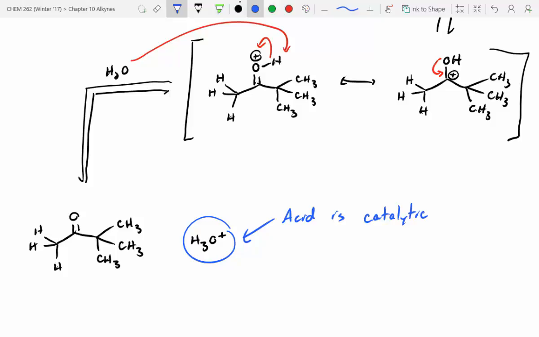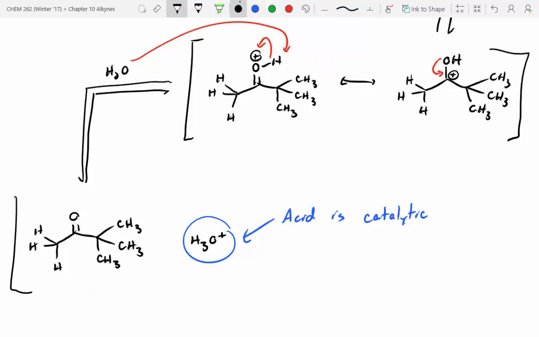In fact, this keto-enol tautomerization will even occur without acid. It's just a lot slower because we know water itself is a weak enough acid and it will actually still push it to the keto form. However, if you add even a pin drop of acid, this reaction will speed up like 10,000 fold and really favor the keto form. So the acid is catalytic, you don't need much, and it really favors the ketone side of the equilibrium.